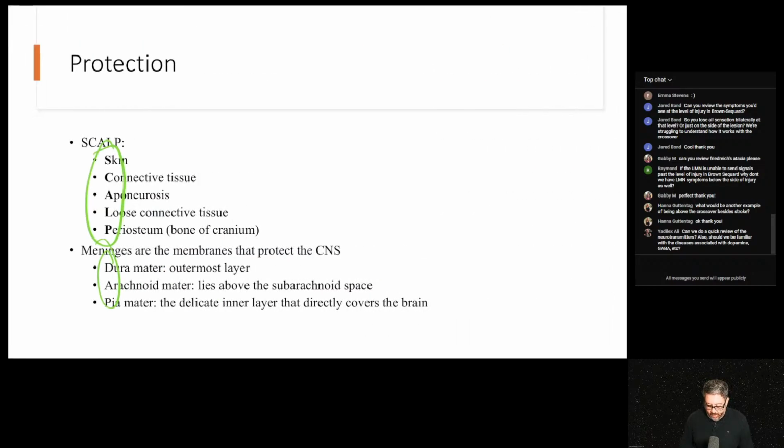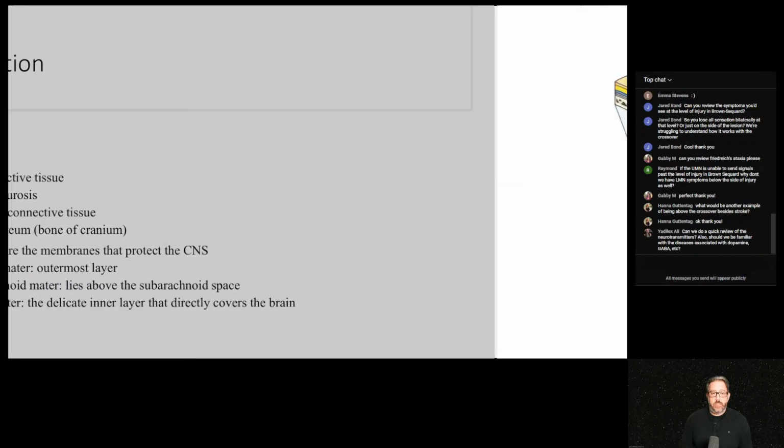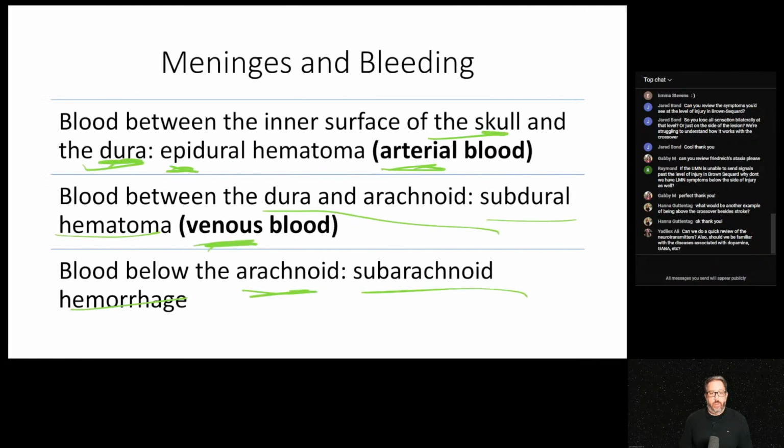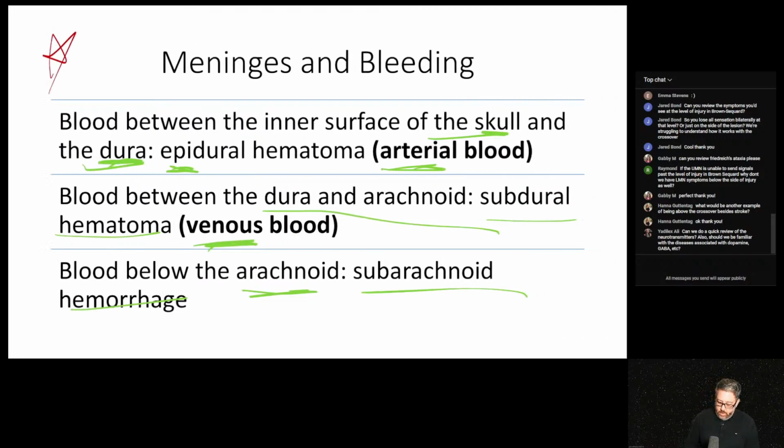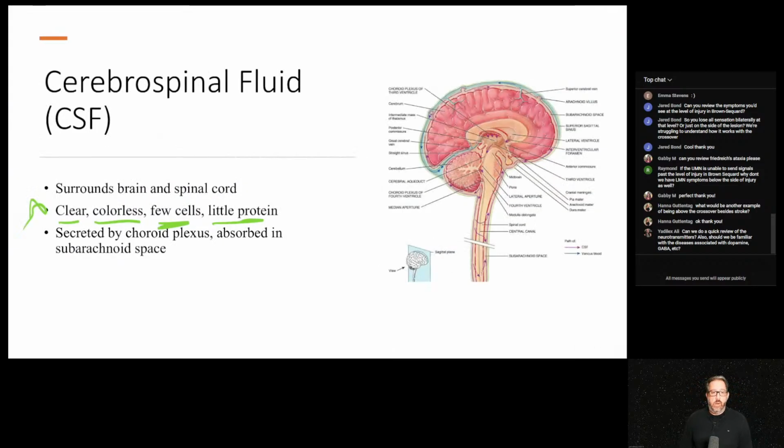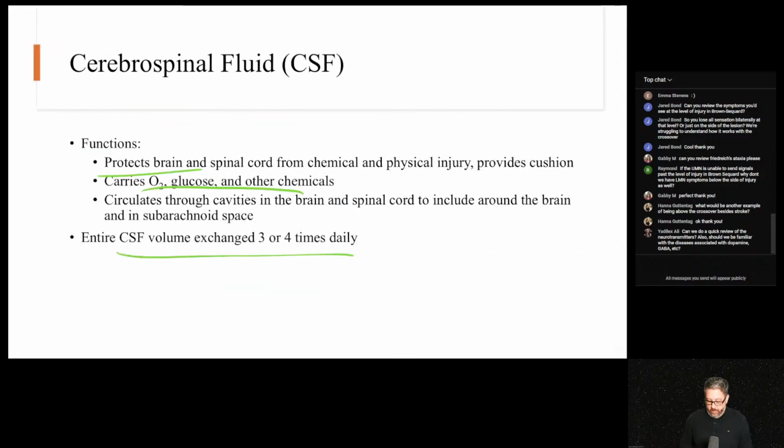Venous flow, just remember that's there. Protection, make sure you know these things. Scalp and dura, arachnoid and pia. This is an area, make sure you know this one. Where the bloods are, between what layers and what are they called. Here's your CSF stuff.